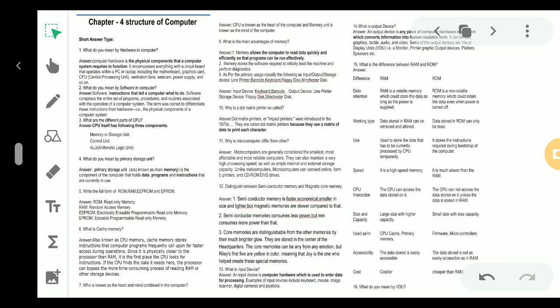Okay, so what is an input device? I'm not explaining it. What is an output device? Just come to the difference between RAM and ROM.